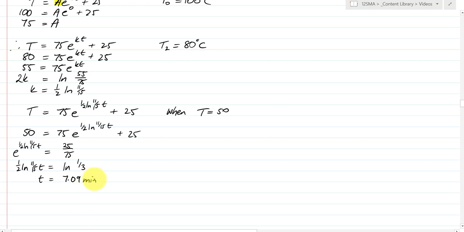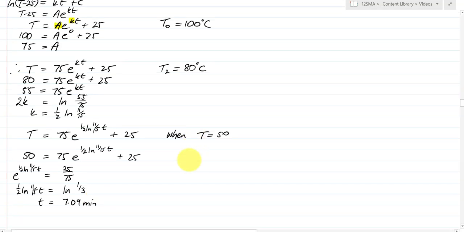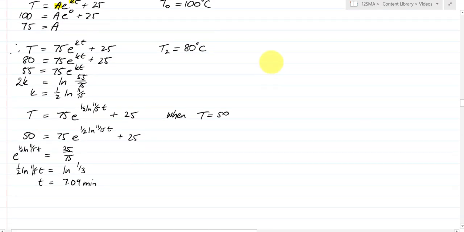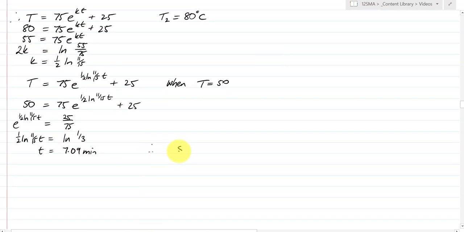I've rounded that pretty dramatically, but 2 decimal places right at the end is fairly appropriate. Just be careful now, it's not asking for minutes and seconds, it's not asking for hours, or beyond a certain time, so that you've finished the question. And I should probably check that. How much longer? The 'how much longer' here implies that the answer is therefore 5.09 minutes after 80 degrees Celsius. So just be careful with how the question reads.